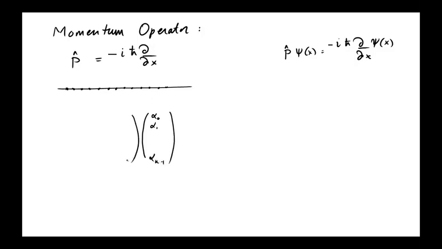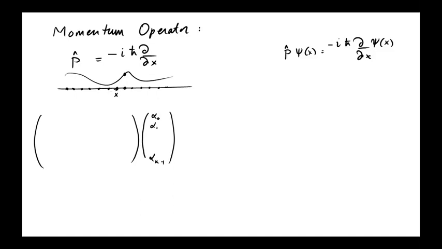And now, how should we write the derivative d by dx? Well, d by dx has the following interpretation. To get the derivative at this point j, if I have some function, one way to figure it out is to look at the point to the right of it, x plus delta x, and look at the function value there.